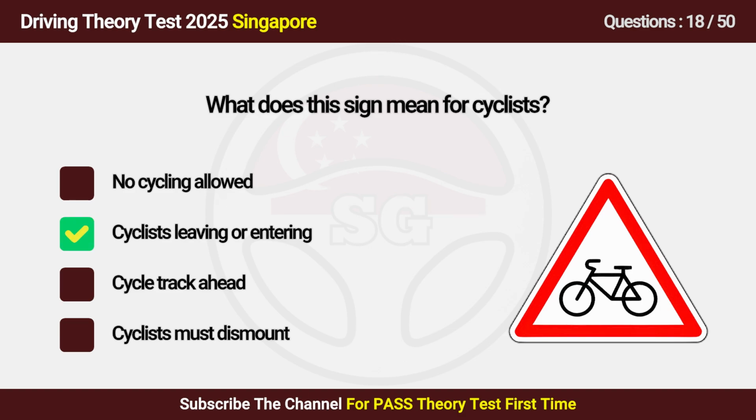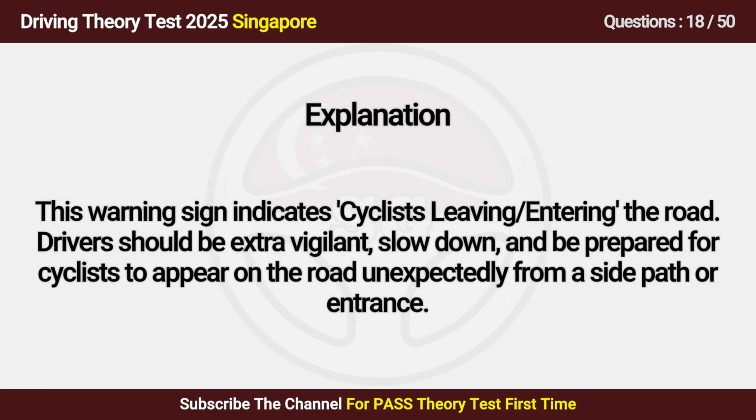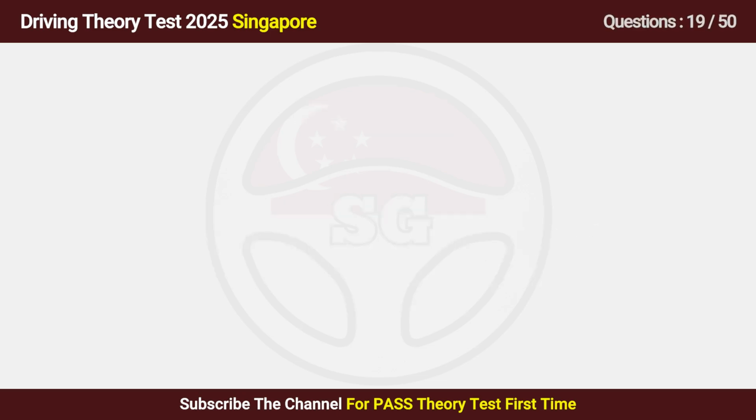Answer is B. Cyclists leaving or entering. This warning sign indicates cyclists entering or leaving the road. Drivers should be extra vigilant, slow down, and be prepared for cyclists to appear on the road unexpectedly from a side path or entrance.